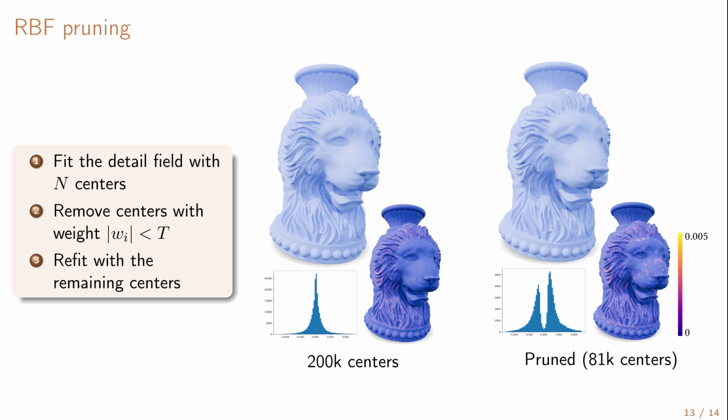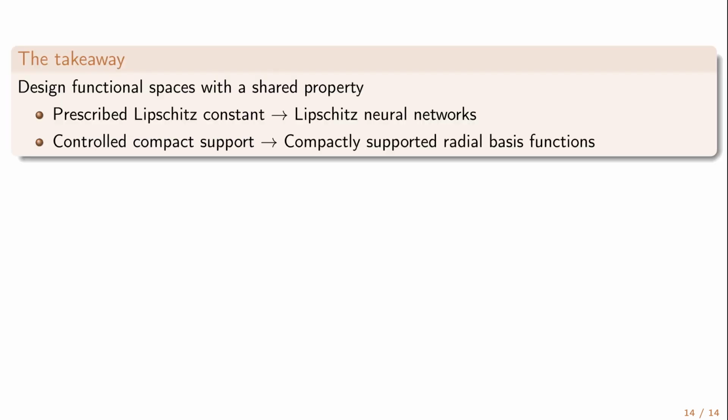So what we do is we simply prune them: add a threshold to remove all the centers that have a weight that is too small in absolute value, and then we refit with the other RBF centers. And what we are able to recover is a surface that is very, very similar, so very little geometrical error, but with less than half of the total count of RBF centers.